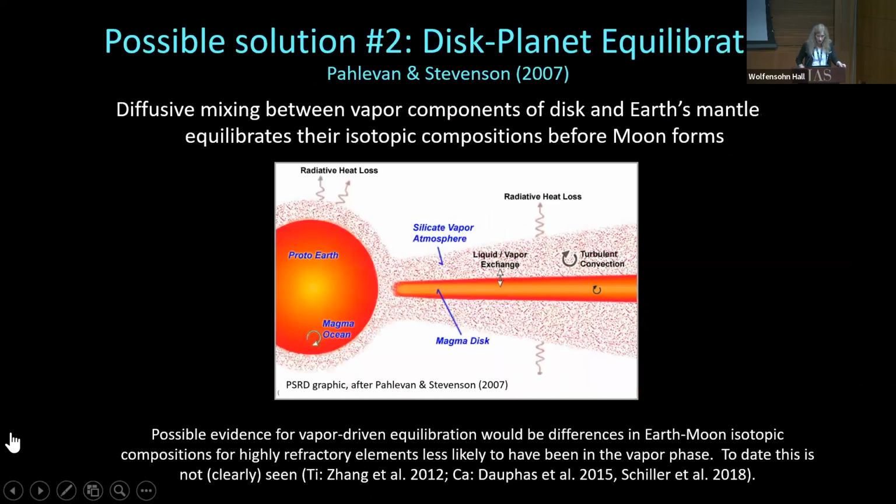Okay, possible solution number 2. What if we initially had a disk and a planet that were isotopically different, but then the vapor components of the disk and the planet mixed before the Moon accreted and equilibrated their isotopic compositions? This was an idea first proposed by Pahlavan and Stevenson. So to explore this, we need to think about how we think this pre-lunar disk would evolve after the giant impact.